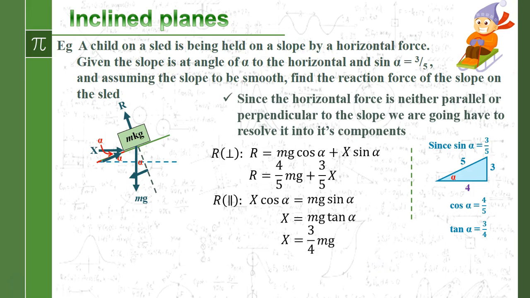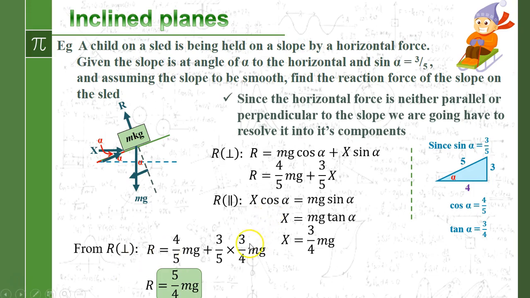So now effectively what I've done is worked out the size of force X in terms of m, the mass of the sledge. So let's now put that back into our equation up here. So from that one we've got 4/5 mg plus 3/5 times 3/4 mg, and as it turns out, you've got everything now in terms of mg. 4/5 plus 3/5 times 3/4 turns out to be 5/4 mg. And there we go. There is the size of your reaction force.